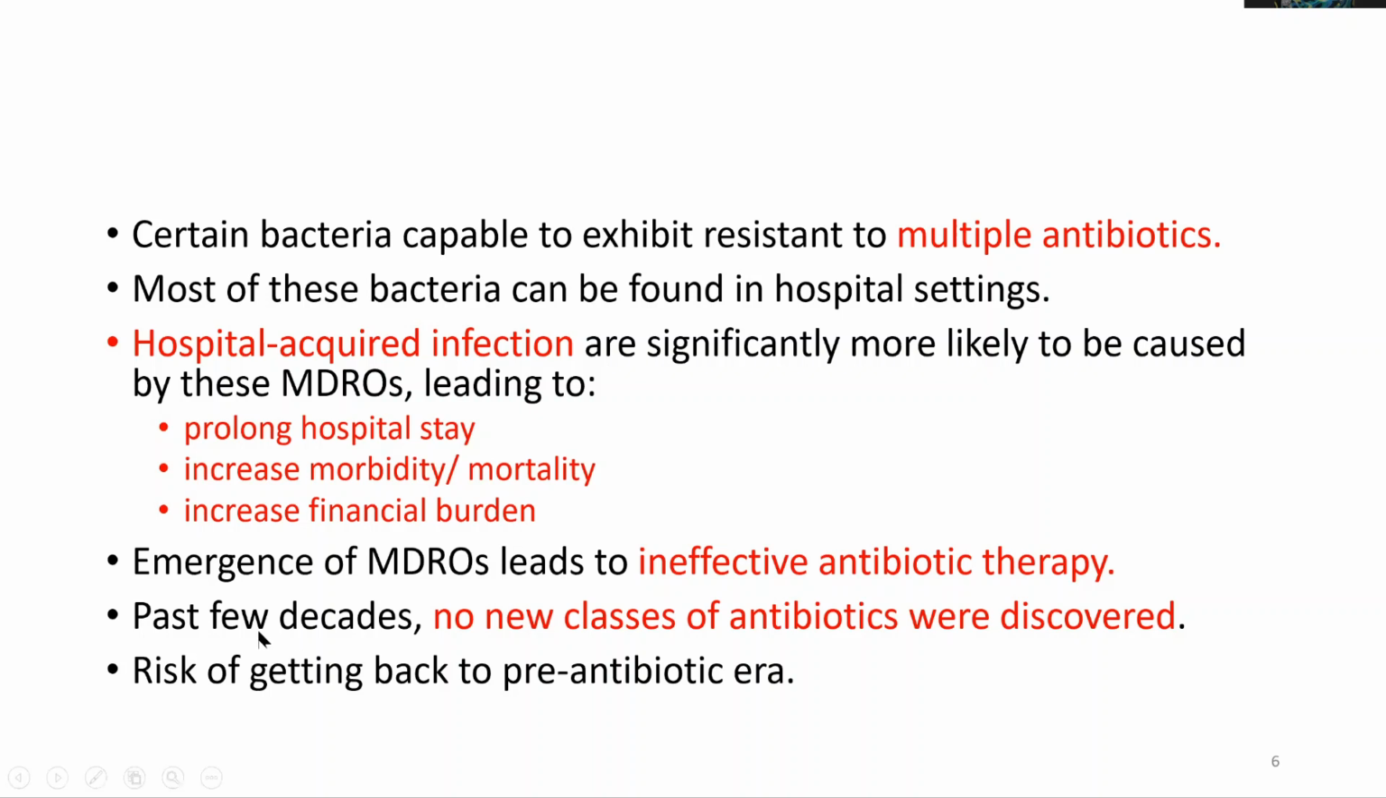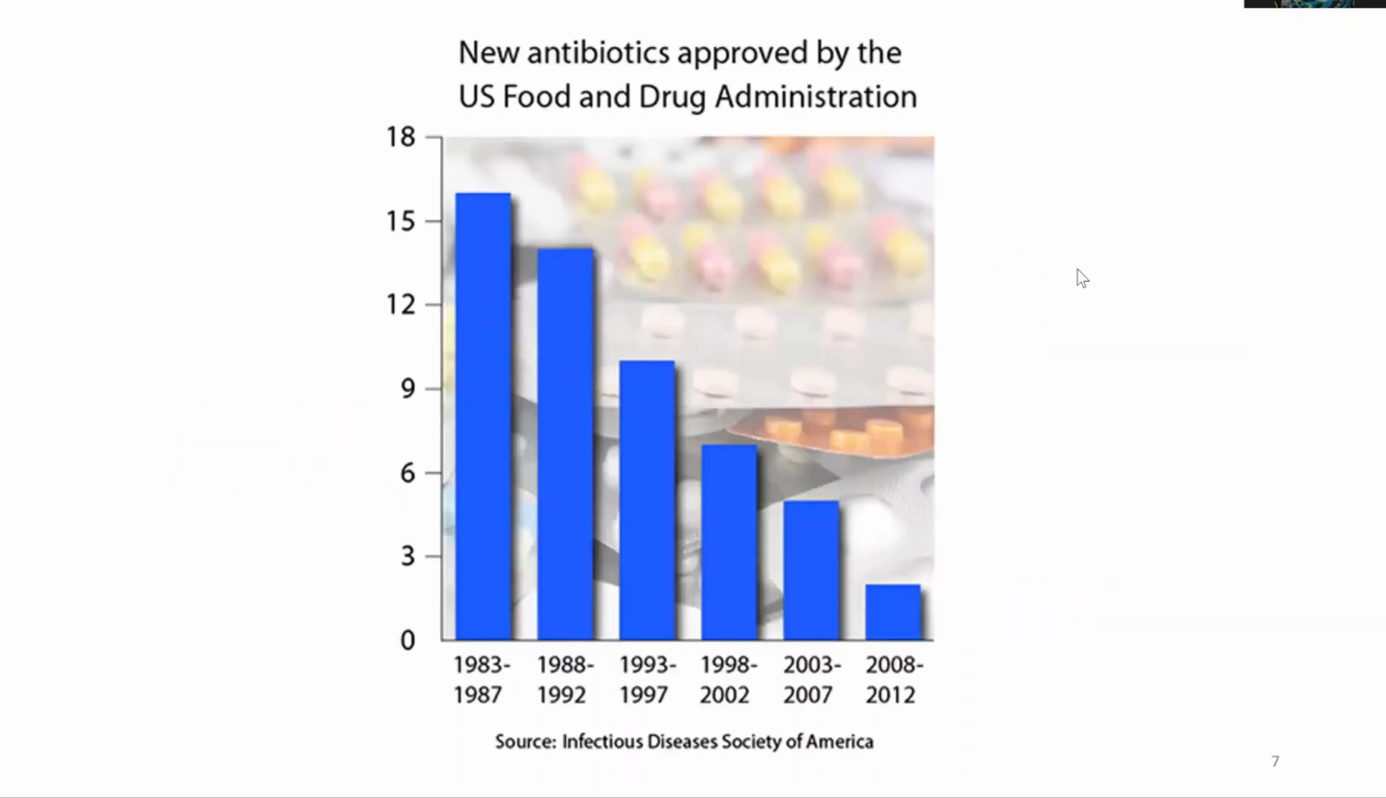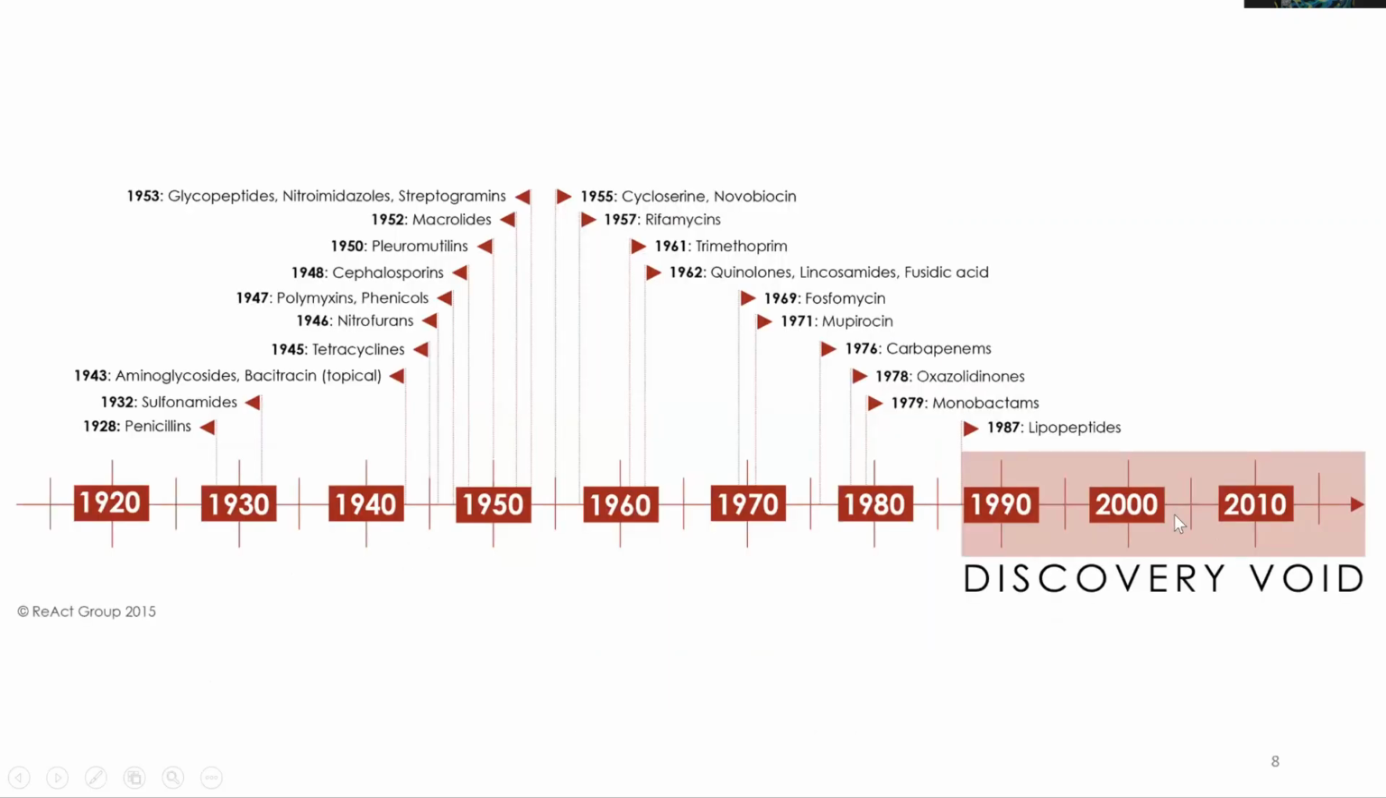And we have seen for the last few decades, no new class of antibiotics is being discovered. The pipeline has come to its end. This is the data produced by the US FDA with regards to the production and authorization of usage of new classes of antibiotics. It is diminishing. So this is the antibiotic pipeline.